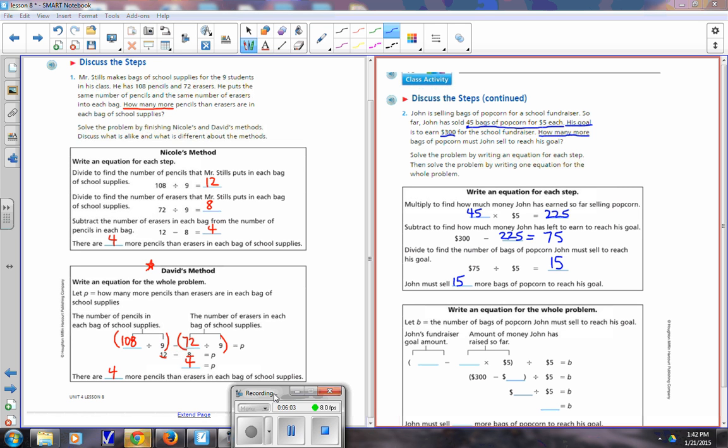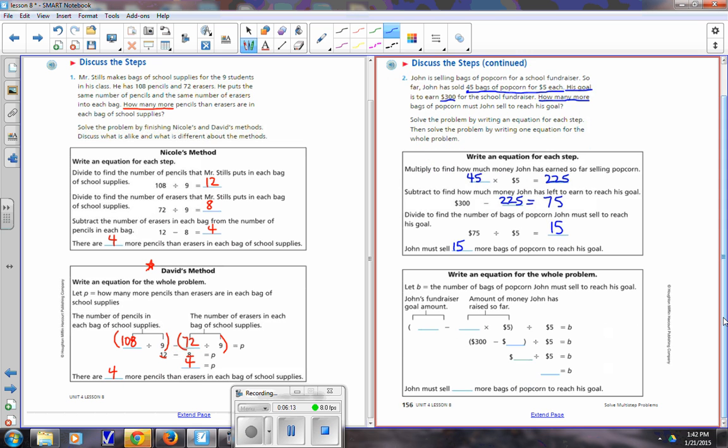I'm going to do the same problem again. So if you need to hear it again, you can either rewind it for the 3 separate things or watch how I write a situation equation for this problem. So John's fundraiser goal amount, I'm just reading straight in here. I know that he wants to sell $300. The amount he's raised so far, this is 45 bags at $5 each.